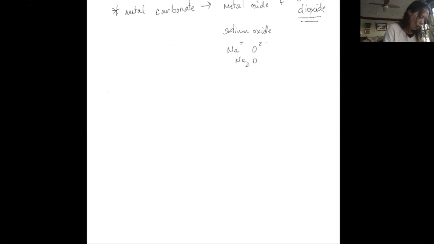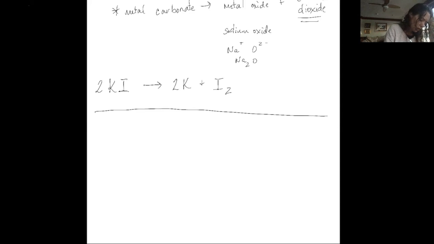Okay. What if I have KI, which yields? Well, the only thing it can do is break down. So we'll break down into potassium. It's by itself. Is it diatomic? No. Leave it alone. And iodine. It's by itself. Is it diatomic? Yes. Give it a 2. We have diatomic iodine. Therefore, we need a 2 here and a 2 here. Right? So real simple.